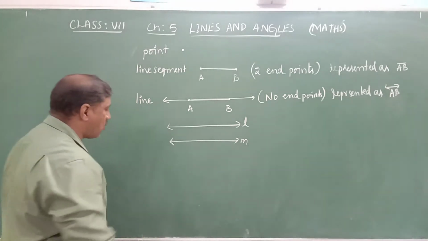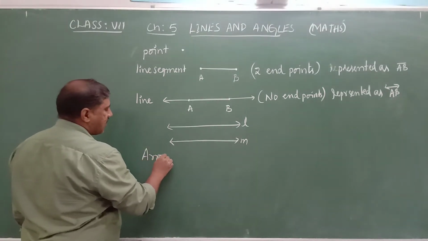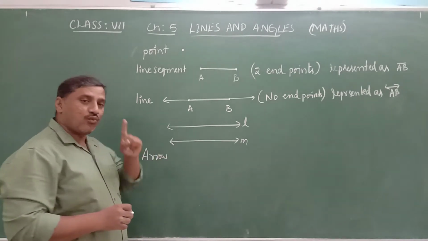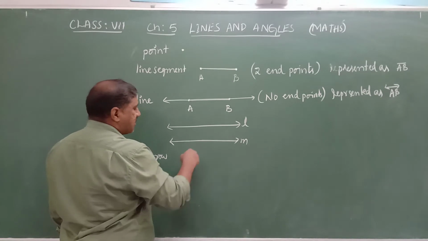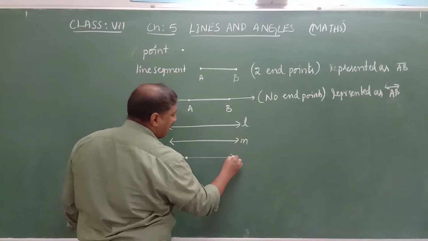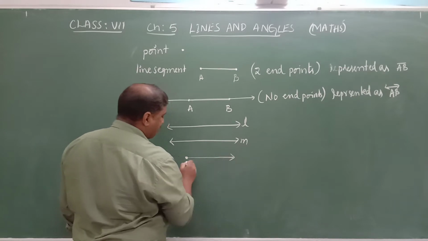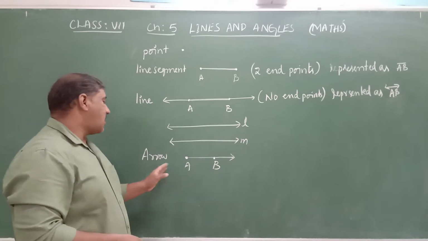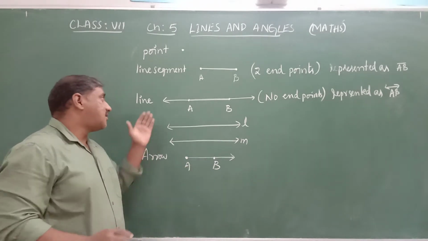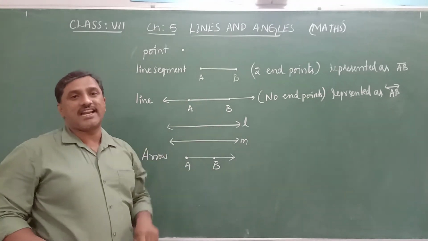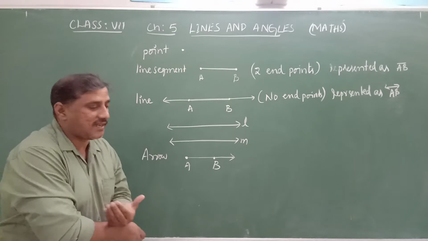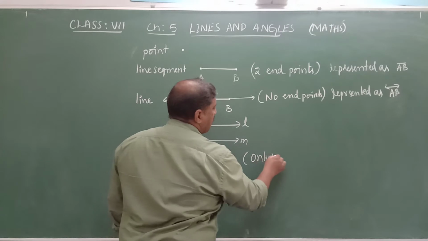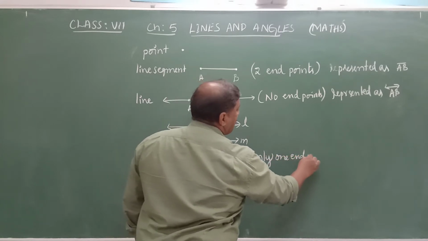The other one is the ray. What is a ray? A ray is a geometrical figure which has one end point. This is one end point. The other side extends endlessly. This figure is known as a ray. AB is a ray. The line segment which extends at one side from one end point, if it extends endlessly, that figure is known as a ray and it has only one end point. Only one end point is there for a ray.